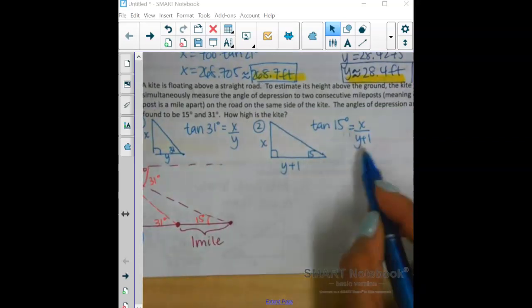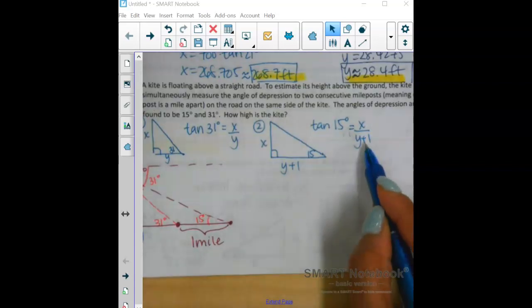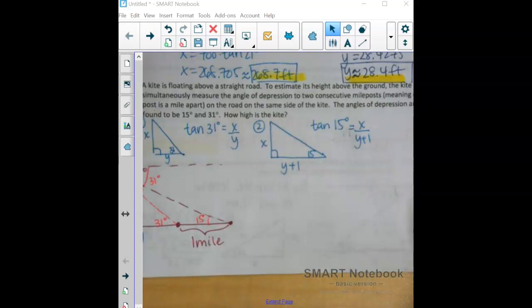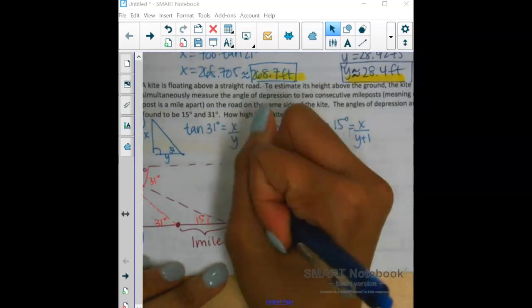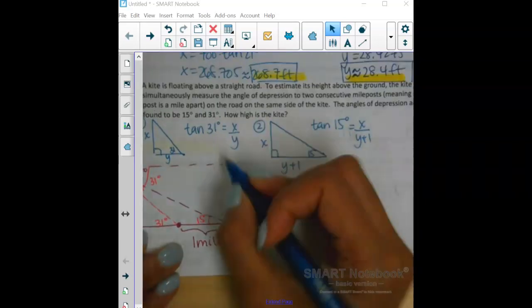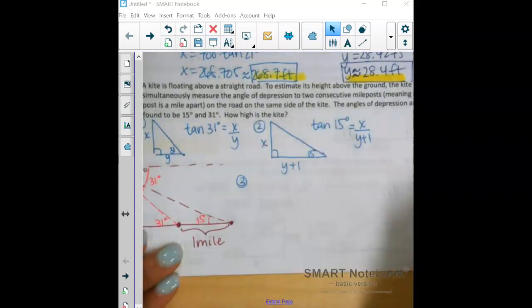Okay, well, the y is definitely being added here, so I don't really want to try to isolate y. Let's isolate x, because x is ultimately the height of that kite. So let's go ahead and try to find x. So step 3, you want to set both of these equations equal by finding your x. So in order to do that, we need to first isolate x in both of these equations.